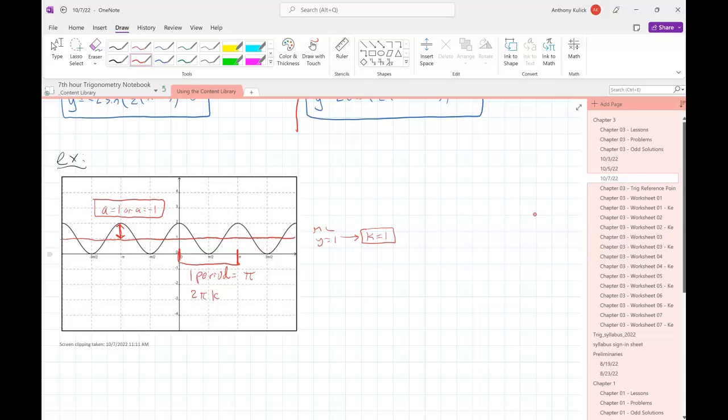And I know a period is 2 pi times the absolute value of c. So if I divide both sides by 2 pi, c is either 1/2 or negative 1/2. And we can always choose c to be positive. That's what I'm going to do here. Mr. Kulik would always make that choice. Everybody's doing okay?